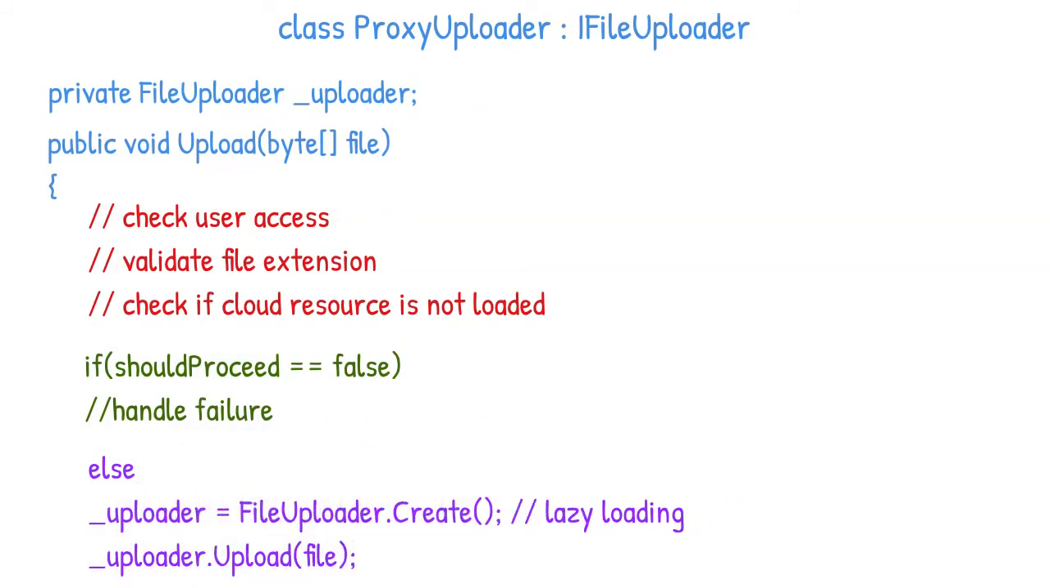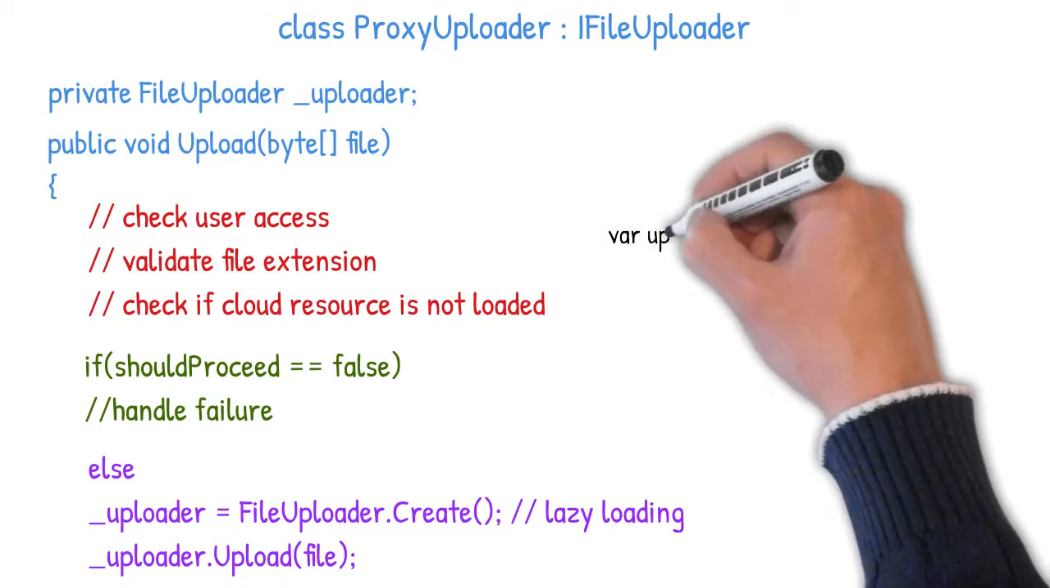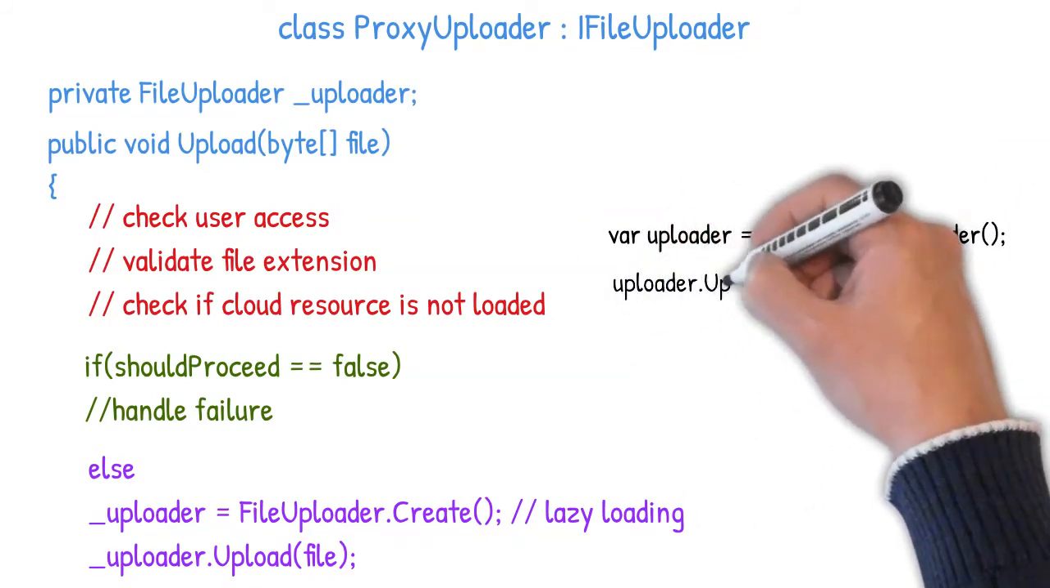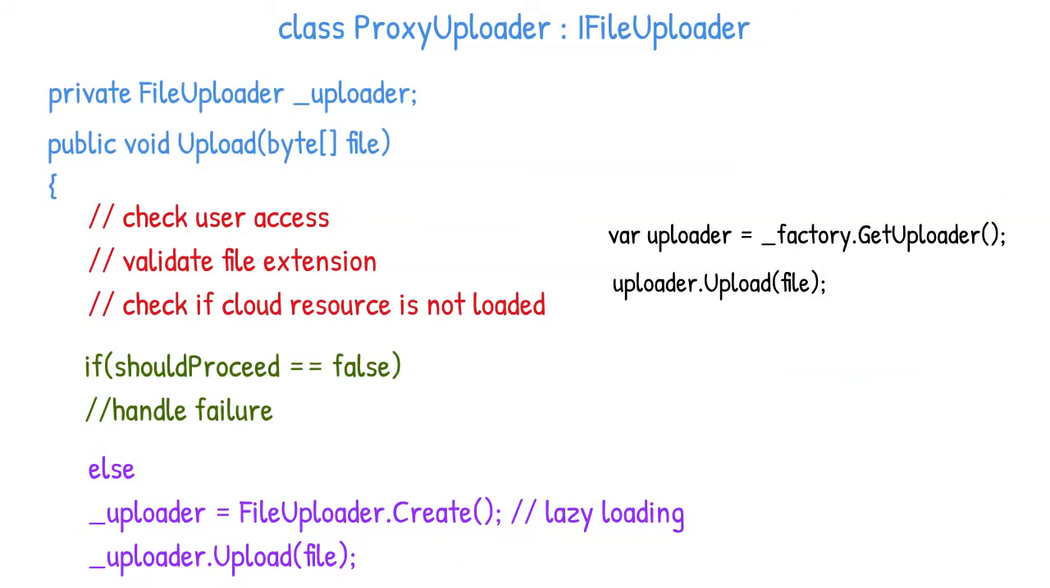Please also make a note that instead of creating the instance of the resource, proxy uploader delayed it until all the checks were passed. This is also called lazy loading. And now when we see the consumer code, it is still the same. It will keep using the factory to get the file uploader instance, but this time instead of giving the actual file uploader resource, we will provide the proxy uploader for the consumption.